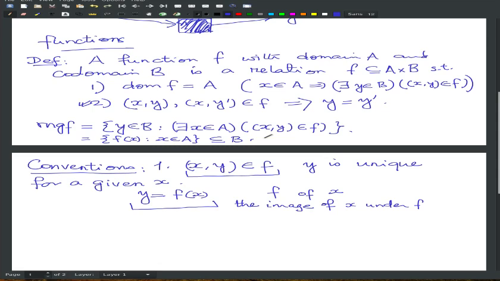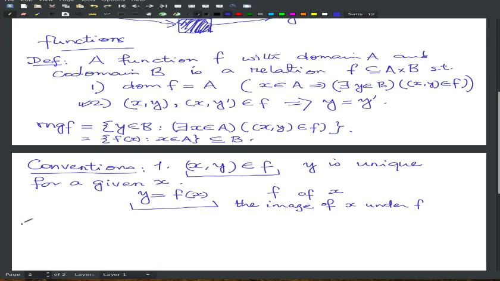So y equals f(x). You see here this equality is rather a denotation rather than an equality in the sense of an assertion. So it is a denotation. We denote that unique y which is related to x by f as f of x. Okay?